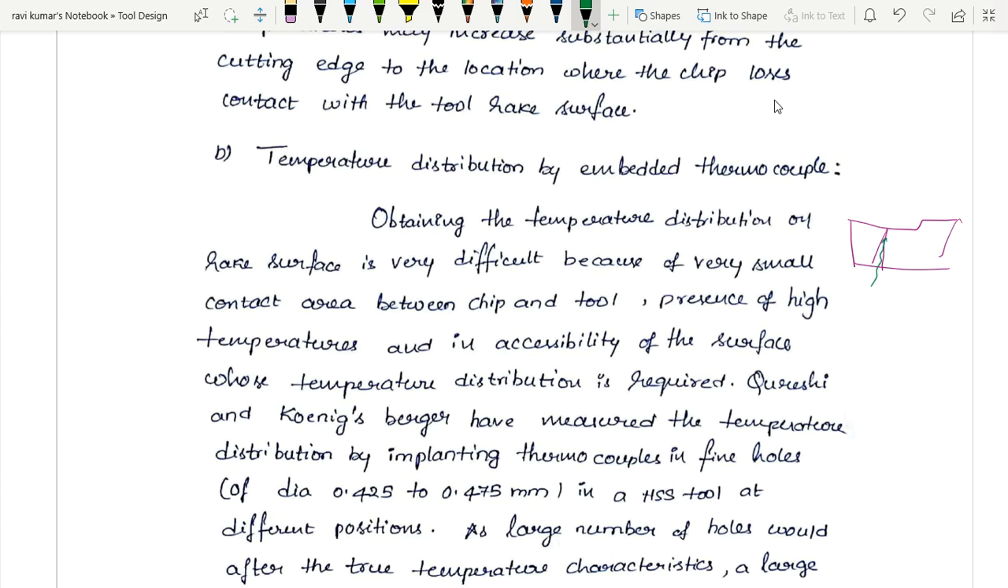So I have a hot junction placed at that region, right? These two wires correspond to my thermocouple that is embedded. Therefore we call it the embedded thermocouple technique. So this one, just a second, let me make it simpler.